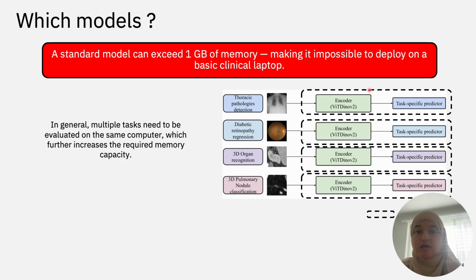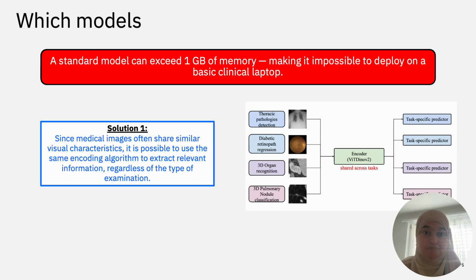So you have to use these significantly large models, which all include an encoder part that takes the image and extracts all the features, and then a task-specific predictor that will detect the nodule or detect which organ we're dealing with. And of course, if you have one computer, then you need enough memory to host all of these different models. And this is just a sample. These are 4 tasks, but in reality, you have to do a lot more than that.